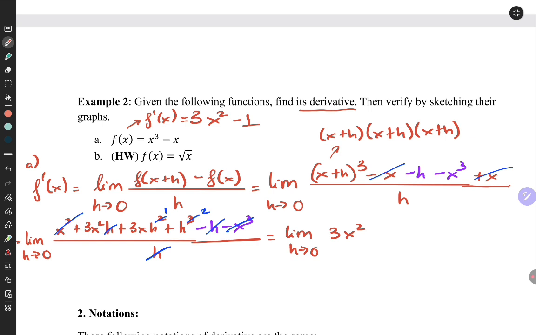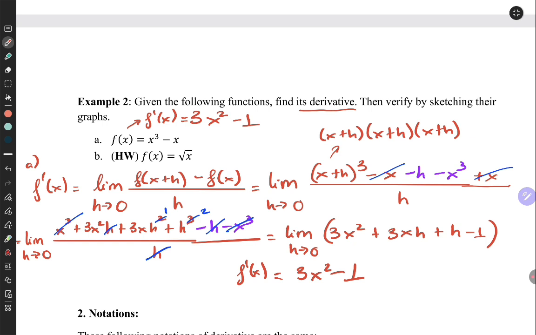So you have 3x squared. You don't have h on the bottom anymore, so no more fraction. 3xh plus h squared minus 1. Okay, h goes to 0, goes away. You only have this minus 1. So that's basically the derivative. Okay, everybody got that?